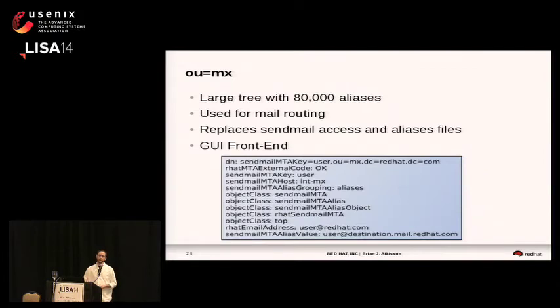So from a mail routing side, we have an OU dedicated to mail routing. And this is a very large tree. We have 80,000 aliases. And I mentioned, we are a company of 8,000 people. So do the math. We have to support a ridiculous amount of aliases. We use this OU for mail routing.